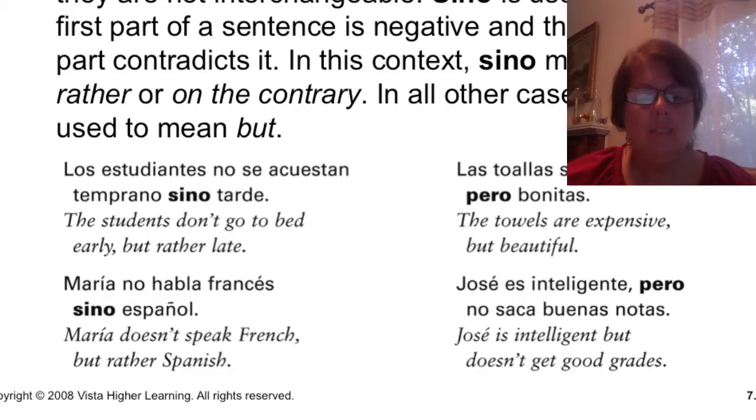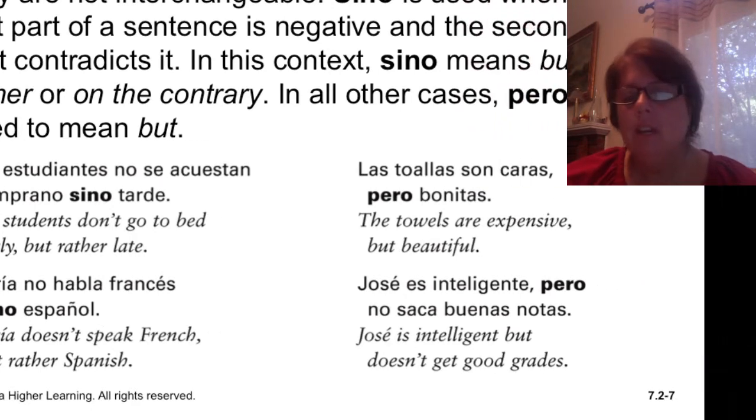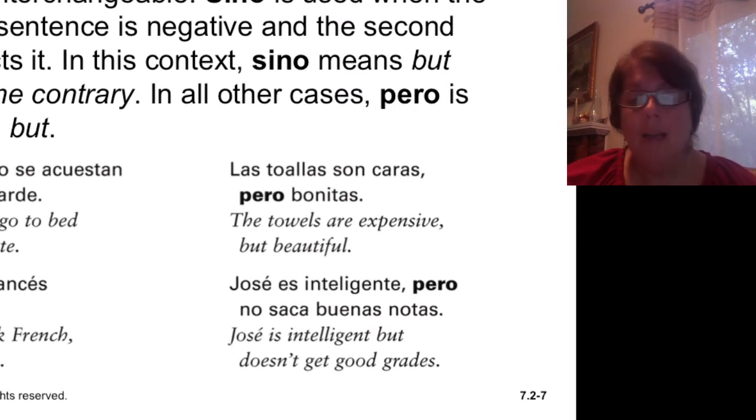Los estudiantes no se acuestan temprano, sino tarde. The students don't go to bed early, but instead they go late. Maria no habla francés, sino español. Maria doesn't speak French, but rather she speaks Spanish. Now look at the others. They are not contradictory. Las toallas son caras, pero bonitas. It's two things that aren't contrary in the same sentence. For example, the towels are expensive but beautiful. José es inteligente, pero no saca buenas notas. Jose is smart, but he does not get good grades.